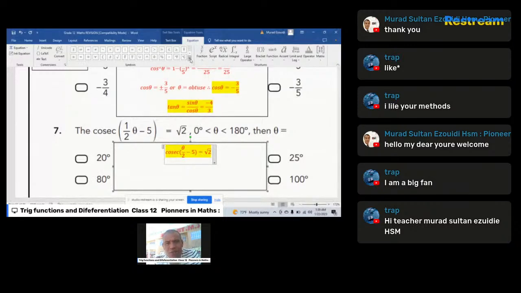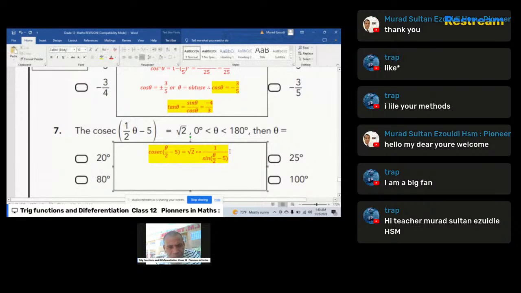This is equivalent to 1 over sine. Cosec of theta divided by 2 minus 5 is in fact the reciprocal function of sine of theta over 2 minus 5. I will write sine here. Now, learners, you are going to equate this to root of 2. This is the same equivalent function, I changed nothing, but we know that cosec and sine are reciprocal. That's why we change cosec of theta divided by 2 minus 5 to 1 over sine.